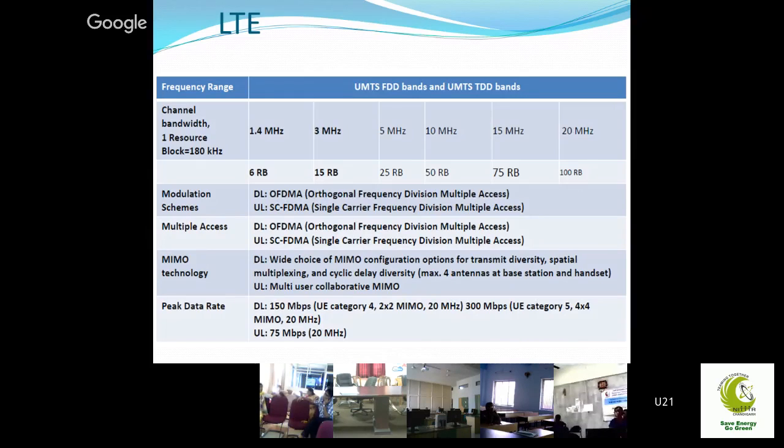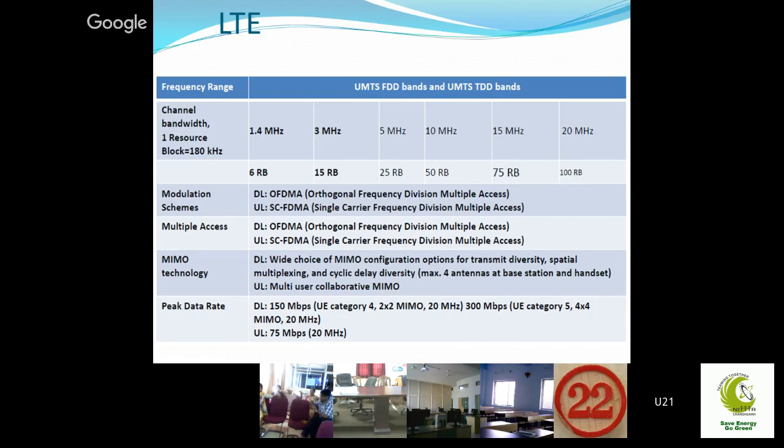This is a typical diagram of LTE. And LTE, as I was saying, if we talk about the peak data rates, in downlink, 150 Mbps is supported if your UE is category 4. It means it is supposed to support 2x2 MIMO, and that too at 20 megahertz bandwidth. In LTE, you can assign your user multiple bandwidths as mentioned in the very top row. For example, you can give your user 20 megahertz, 15 megahertz, 10 megahertz, and depending on your bandwidth, it will be able to support higher data rates.